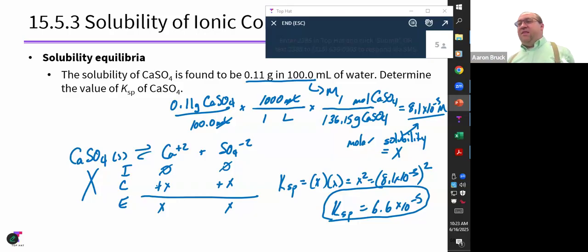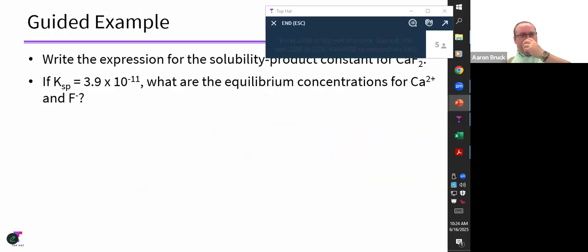And by all accounts, this KSP value is actually not that bad. Calcium sulfate is a lot more soluble than some of the other ones that we'll see. All right. Any questions to start here? All right, let's take a look at another example then.